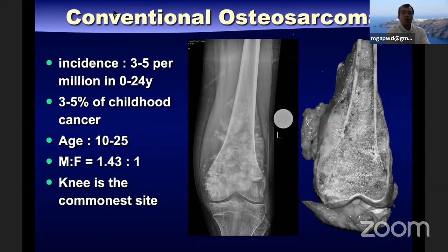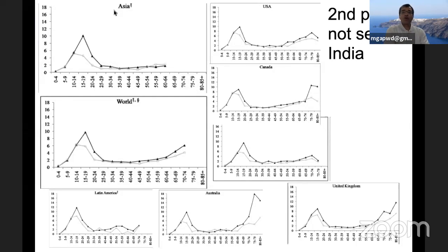Males are slightly more often affected than females. As you can see, the ratio is about 1.4:1. And because the largest joint or the largest amount of bone and growth occurs around the knee, it is not surprising that 70% of osteosarcomas actually happen around the knee. Now, if you look at the difference between Asia and all other countries, you'll realize that we don't see a second peak. And we've seen this in India as well.